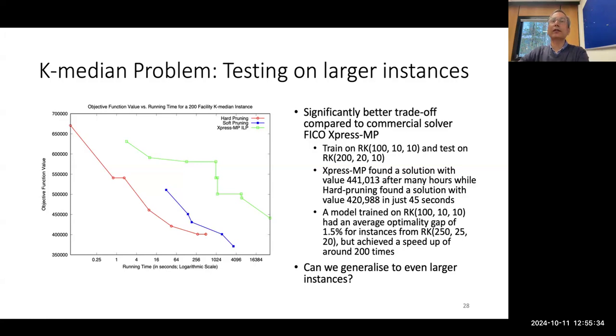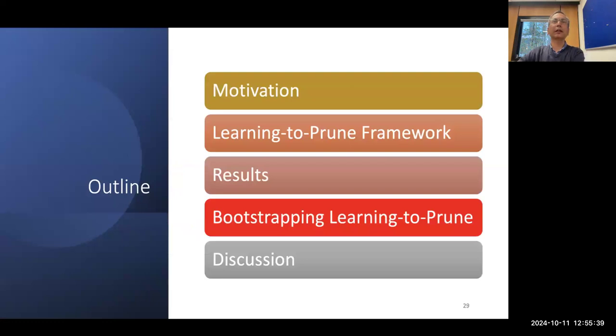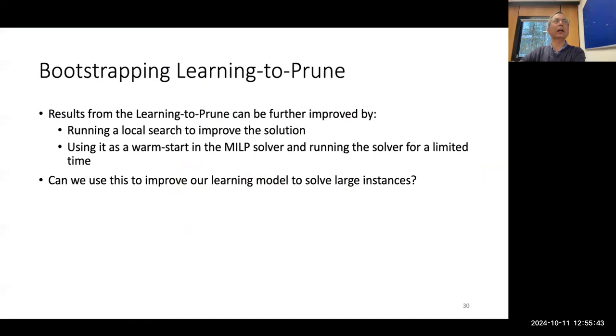Then we looked at if we can generalize to even larger instances, and that's where we thought of how we can do the bootstrapping of the learning-to-prune model. The idea here is that we can improve the results of this model by running a local search to improve the solution, or by using it as a warm start in the MILP solver, mixed integer linear programming solver, and running the solver for a limited time. So these are standard techniques to improve a solution.